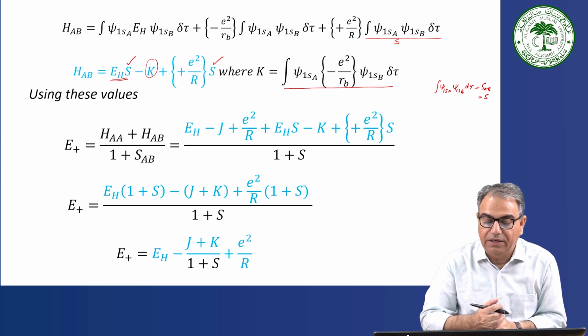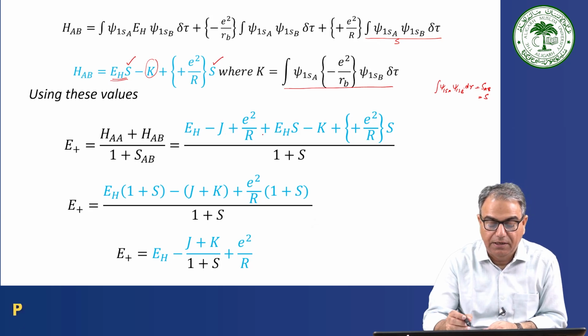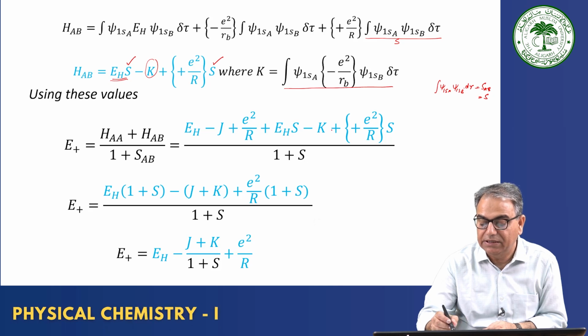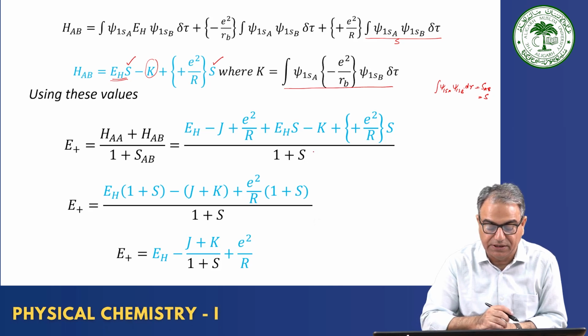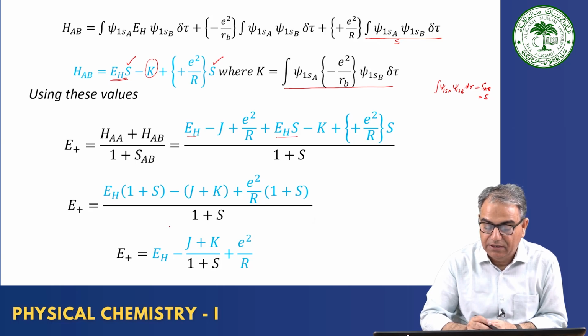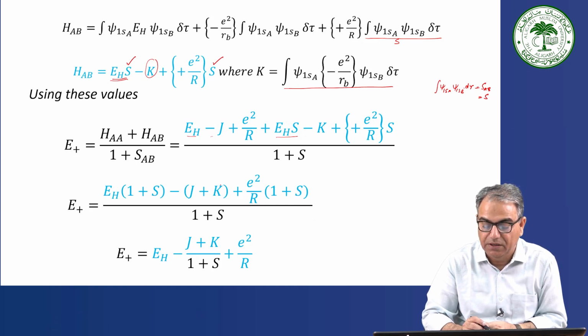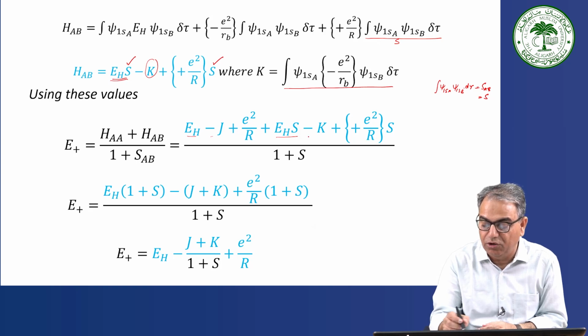Okay. So if you put these values into the original equation of E plus and E minus, what you get is EH plus becomes equal to EH minus J plus e square by R, plus HAB is EHS minus K plus e square by R into S, divided by 1 plus S. So you can write EH, this EH and this EHS, you can write EH (1 plus S) minus J and plus K; because this is minus J minus K, within bracket you can write minus (J plus K), plus e square by R you can take common from this one and this one, and it will be again 1 plus S.